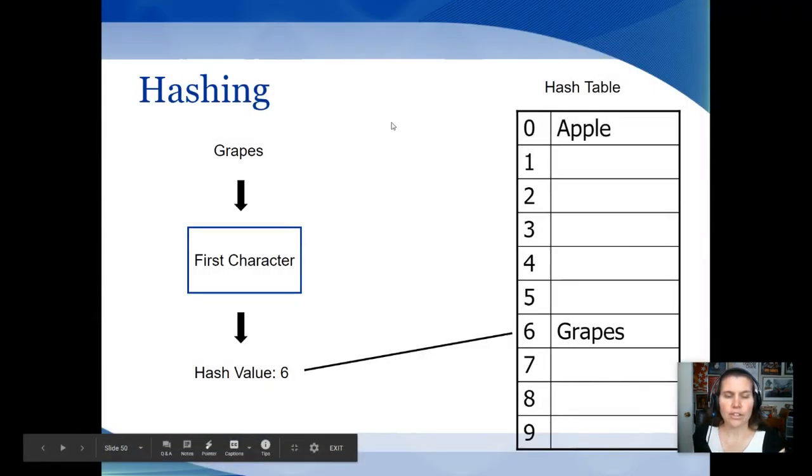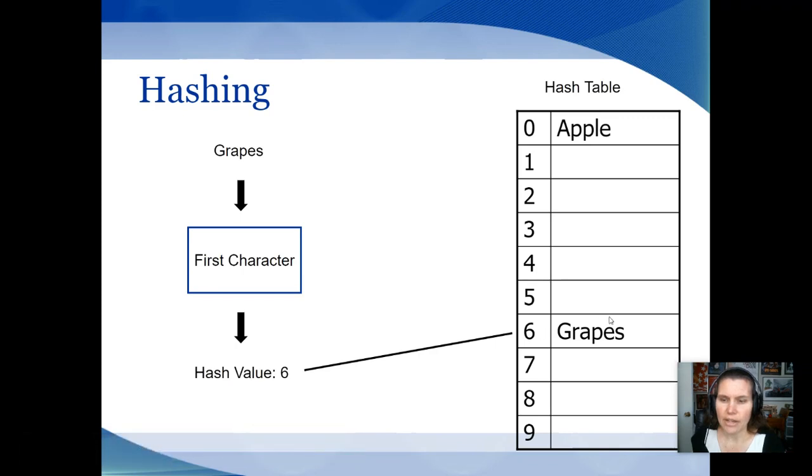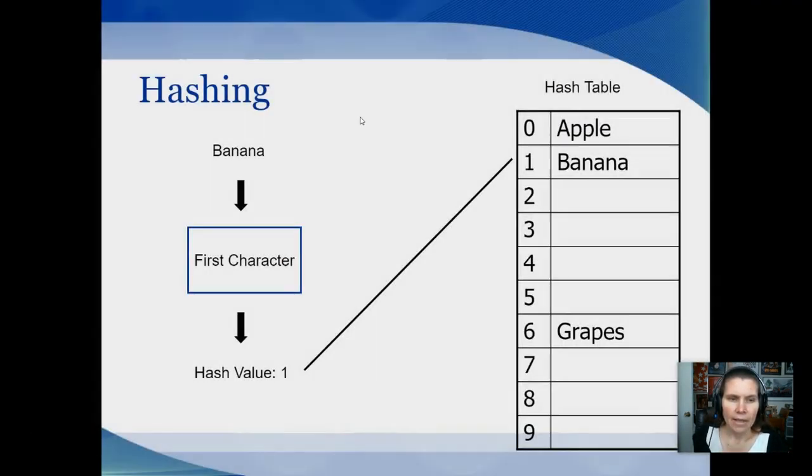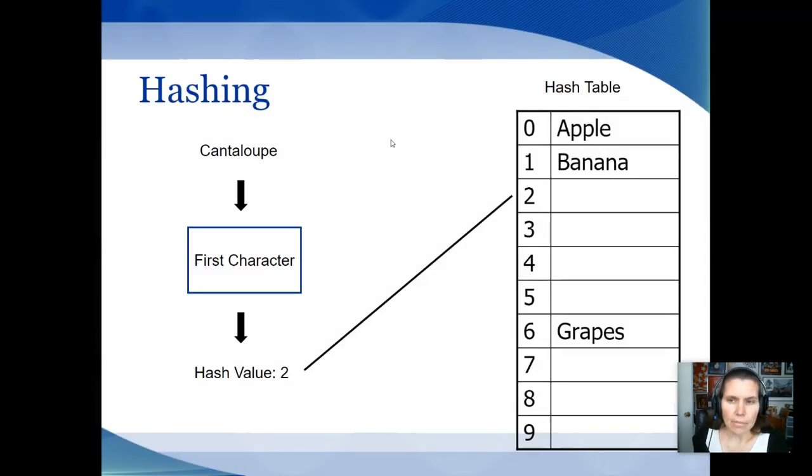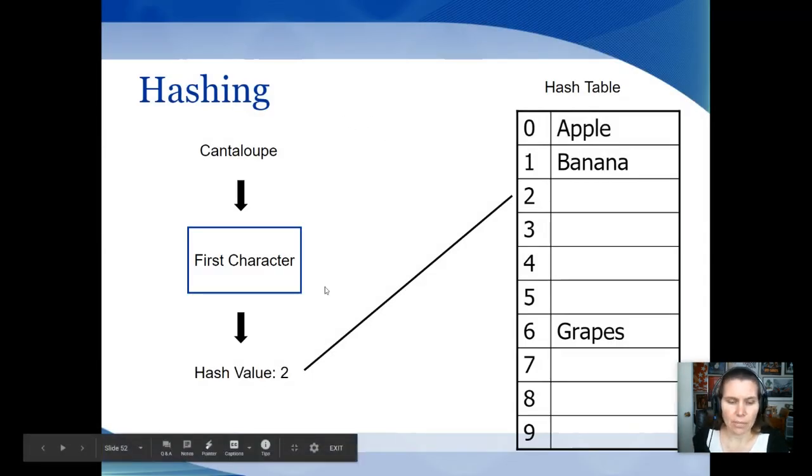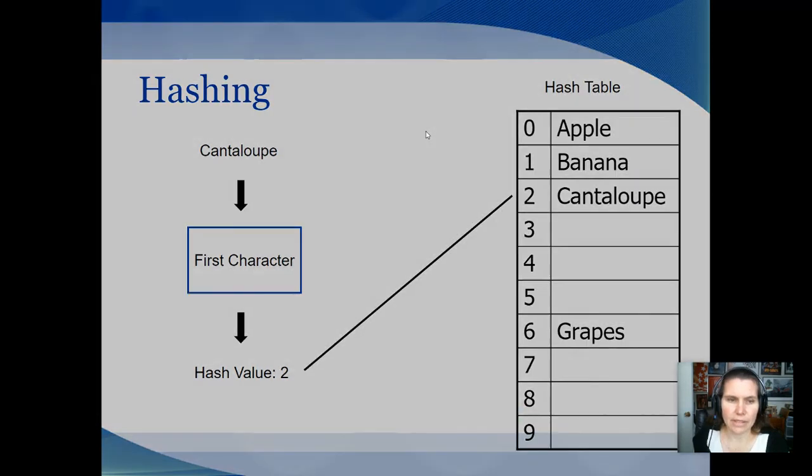So now when we get to the next one, we're going to put in grapes. Well, grapes has a hash value of 6 because we got A, B, C, D, E, F, G. So it's going to put the grapes in this position in the list. Then I'm going to do banana. Banana is the second one, so banana is going to go here on the second position because that's B. And now I'm going to do cantaloupe. Cantaloupe will have a hash value of 3, puts that in there.